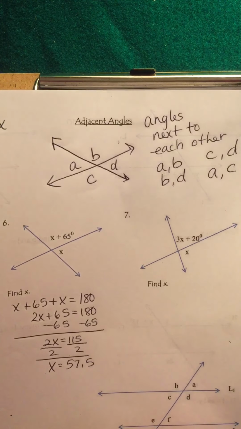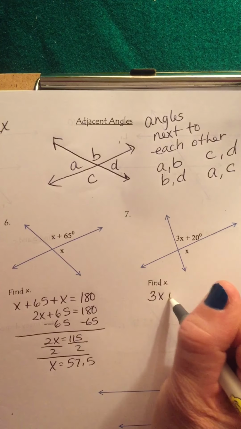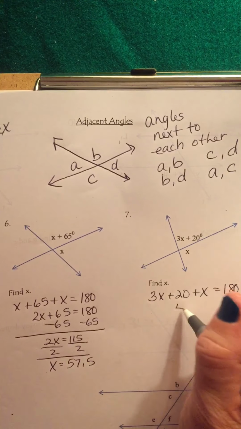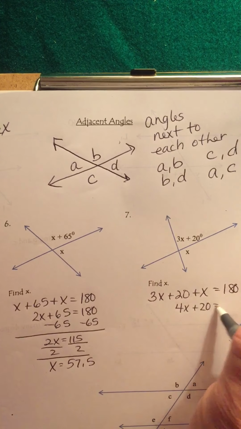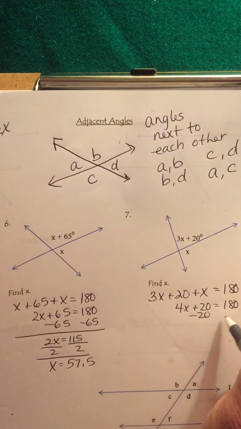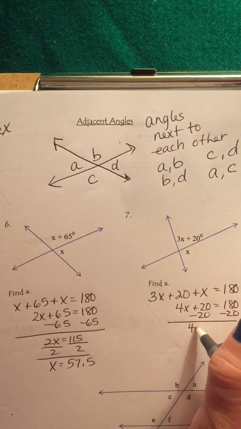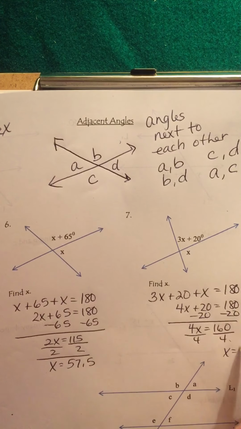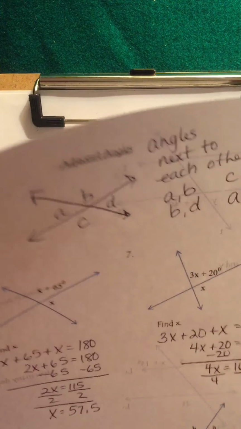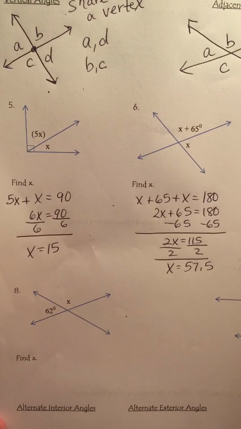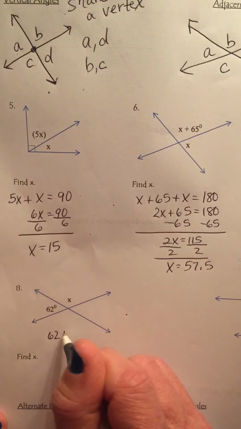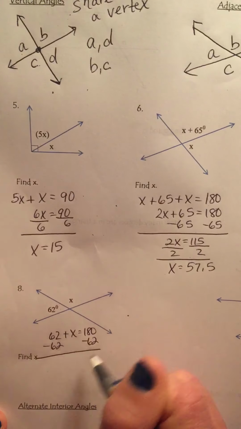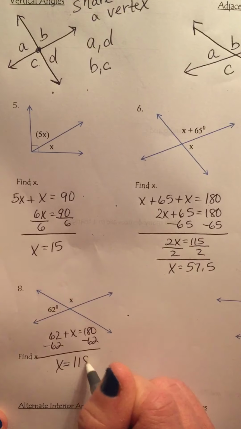Number 7 is similar to number 6. 3x plus 20 plus x equals 180. Combine like terms, 4x plus 20 equals 180. 4x equals 160. X equals 40. Number 8, supplementary angles again. 62 plus x equals 180. Subtract 62 from both sides. X equals 118.